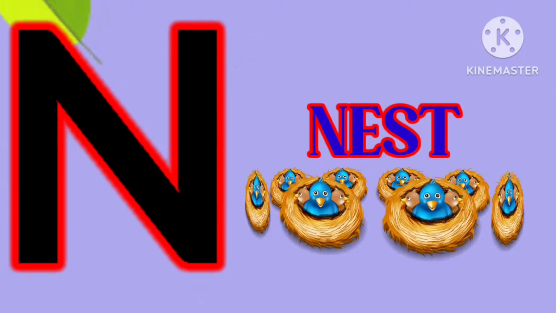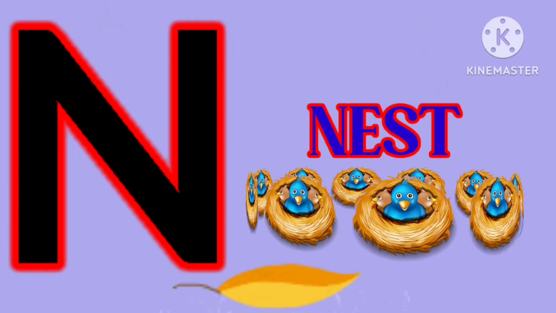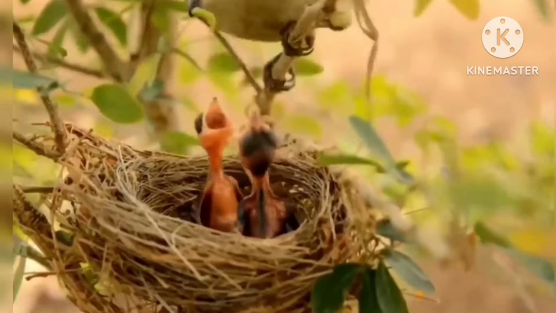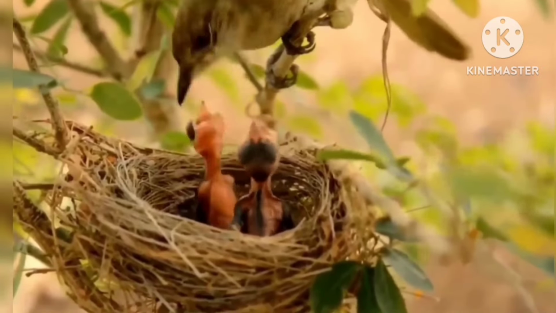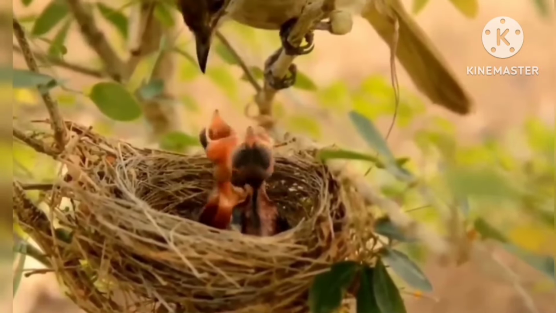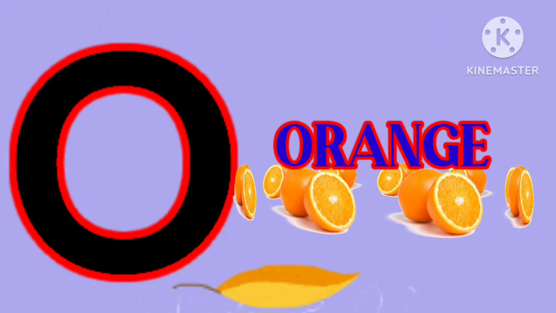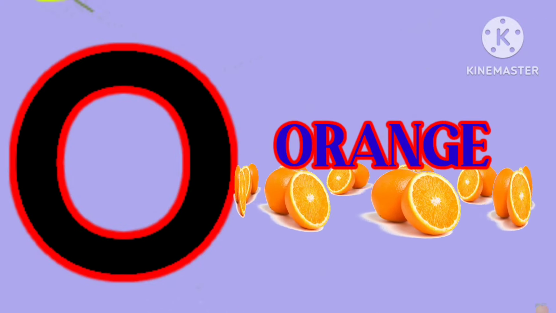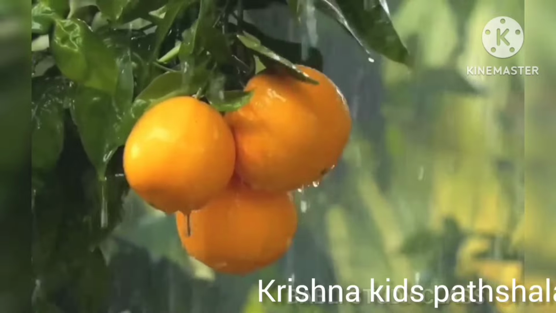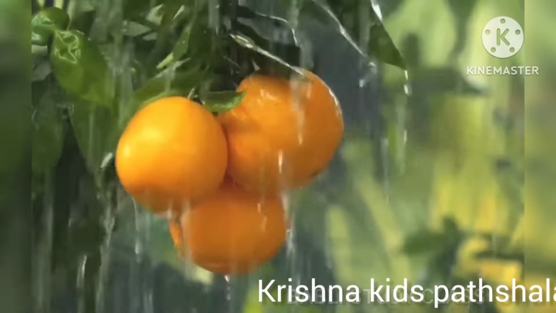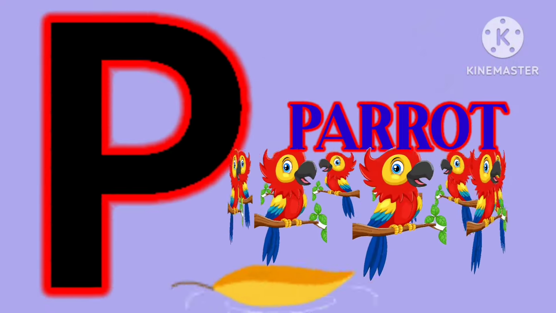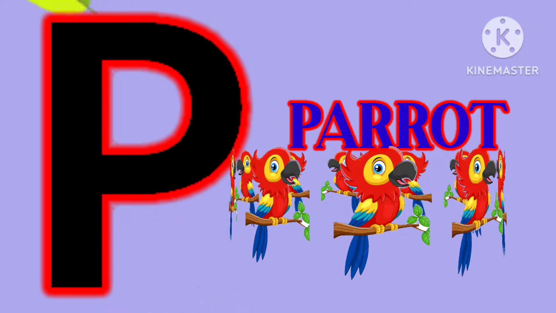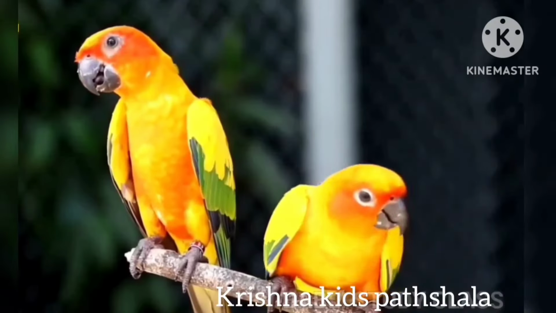N is for nest. No, no, nest. Nest. O is for orange. Oh, orange. Orange. P is for parrot. P, p, parrot. Parrot.